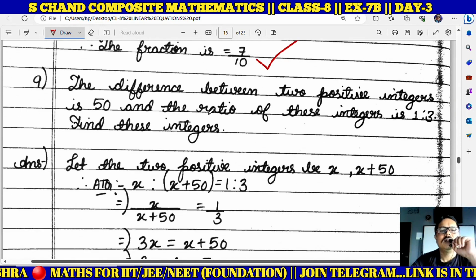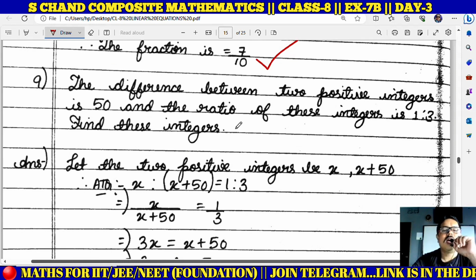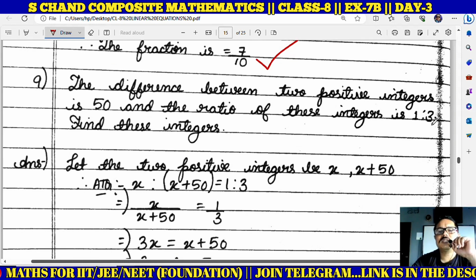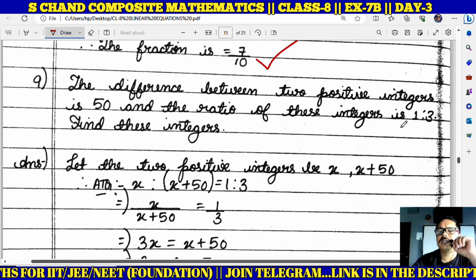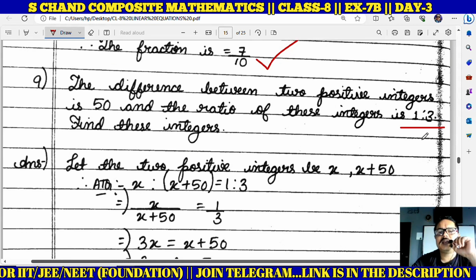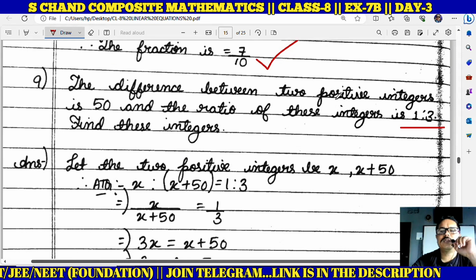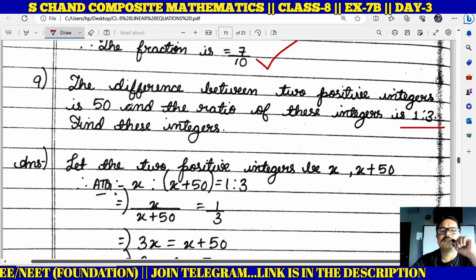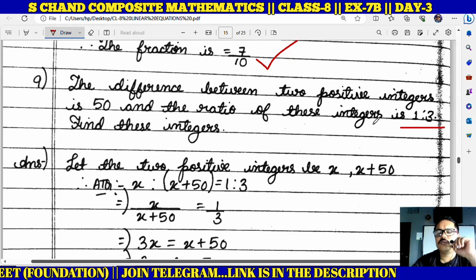Question number 9. The difference between two positive integers is 50 and the ratio of these integers is 1:3. So find these integers. Very simple. The ratio is given, what? 1:3. So we need to let the two integers be x and 3x, but here the difference between two positive integers is 50, and the ratio of this, so you can do this in two different ways.